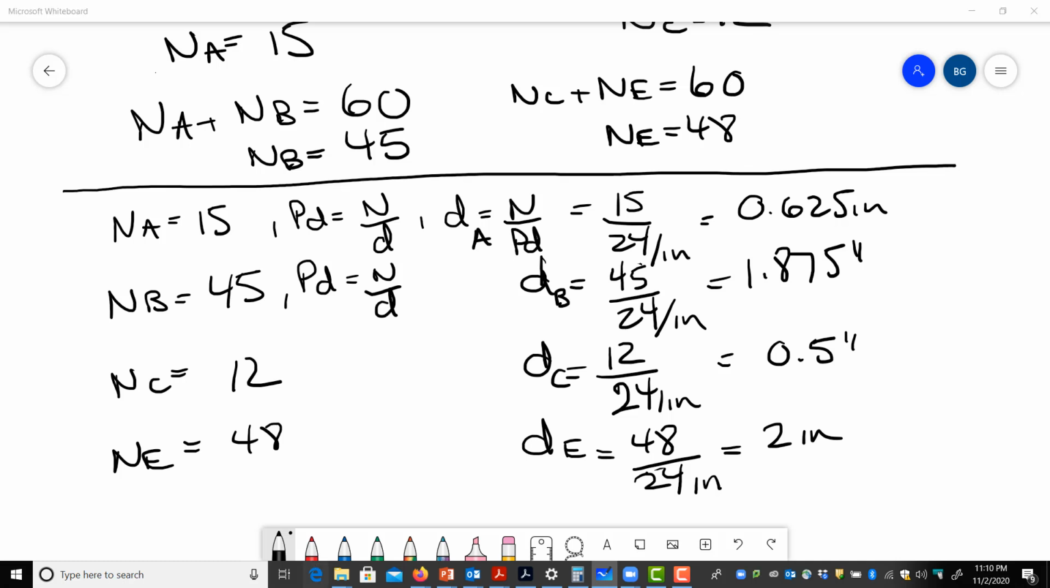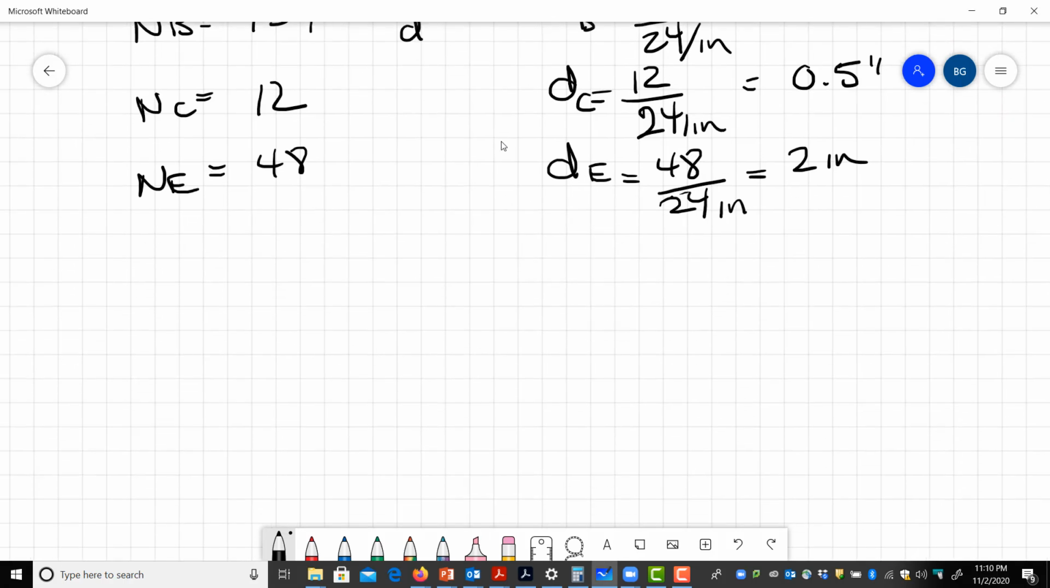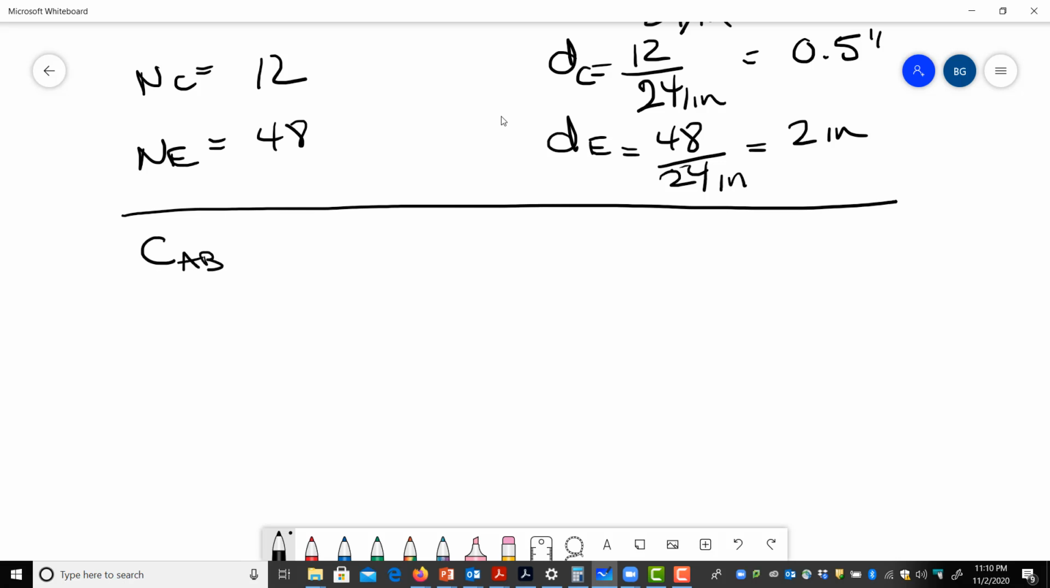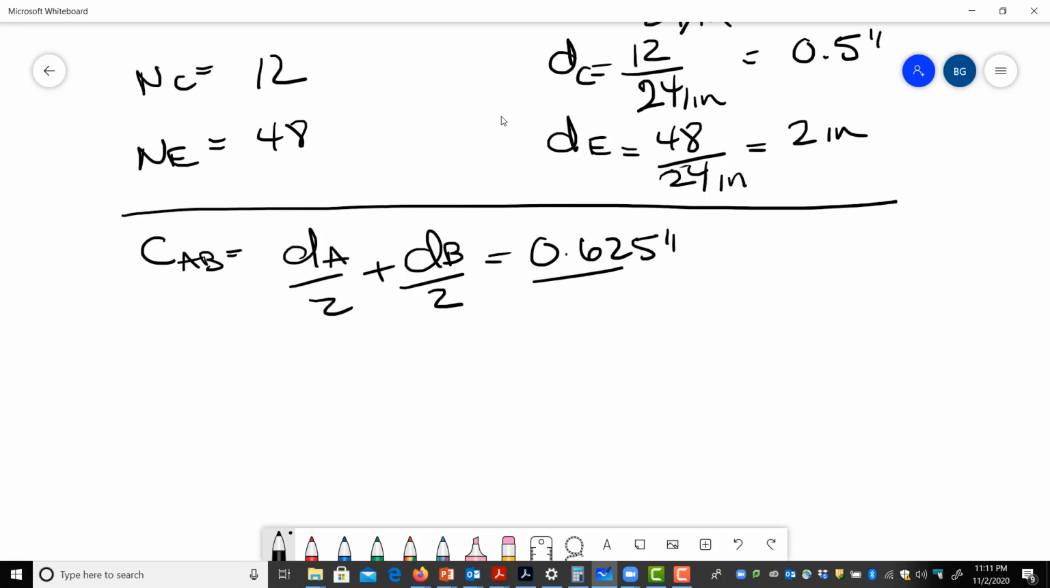So what are we going to do next? We are going to start to look at some center to center distances. Let me just scroll up here. I'm going to draw a line here. Okay. So your center to center nominal distances, call this CAB, equals dA over 2 plus dB over 2 equals 0.625 inch over 2 plus 1.875 inch over 2 equals 1.25 inches. So this is for CAB.